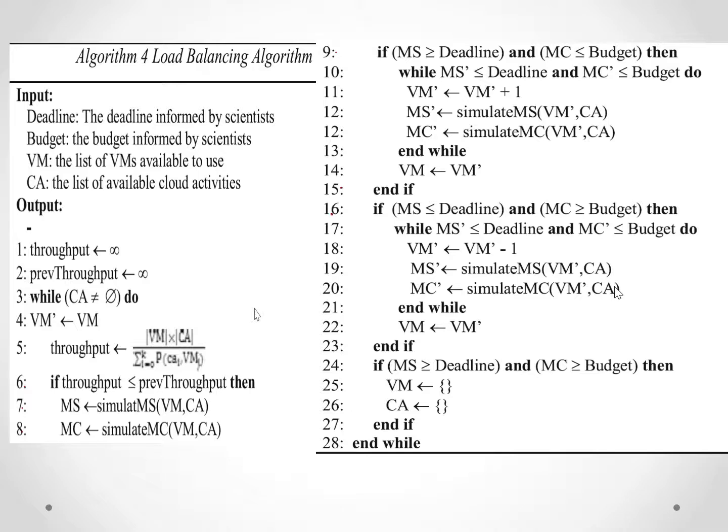Now from line 16 to line 23, if the deadline is met but the new financial cost is greater than the budget, then the number of virtual machines will be scaled down. This way, the cloud activities should be rescheduled.